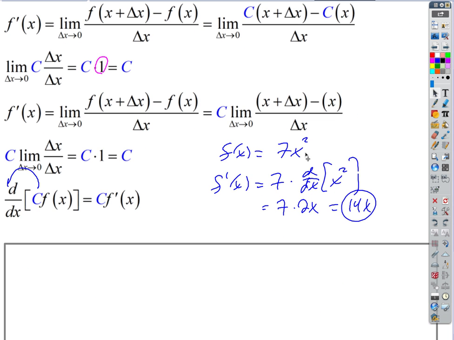We got 7 times the derivative of x squared is 2x. So really, in your head when you're doing this, all you would do is say, okay, I'm going to bring the 2 out front. 2 times 7 is 14, x to the 1. You do it in one step.